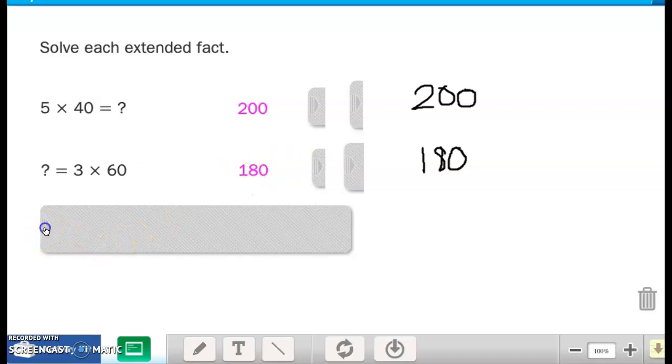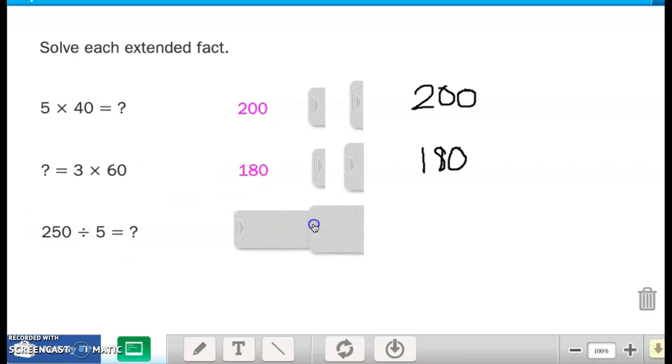Okay, I'm going to open this one. Now this is a division one. Again, don't freak out with the big number. It's 250. Oh boy, that's a big number divided by 5. First of all, let's just forget about that 0 for a second and just go 25 divided by 5. We're going to just take the main numbers.